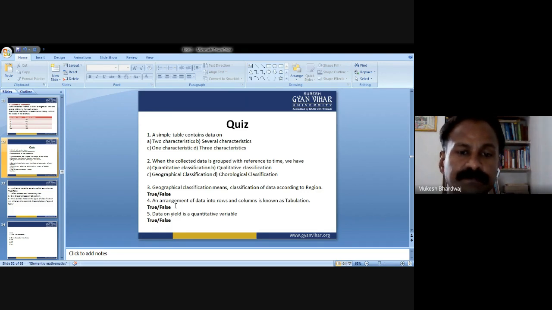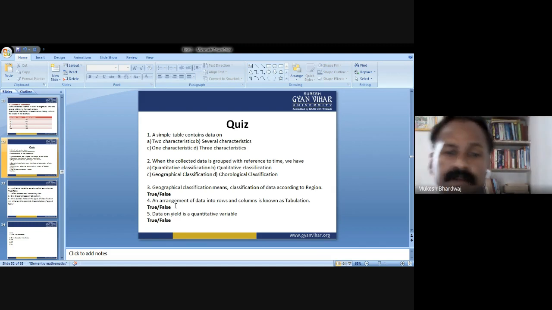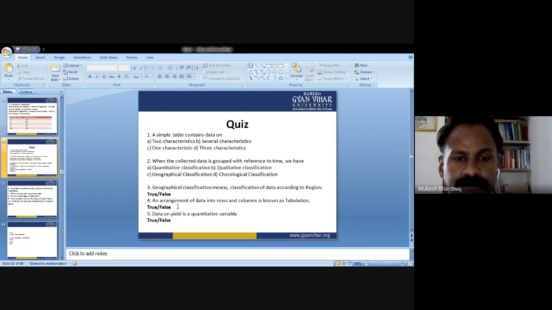This statement is true. Data on yield is a quantitative variable. As the name itself defines, quantitative means something which is going to be in a quantity, a liter, a kg. So data on yield, if I talk about the crop production, how much crop production should be there in how many hectares, this many metric tons, this amount of kgs. So the yield is a quantitative variable. It is true. Okay.